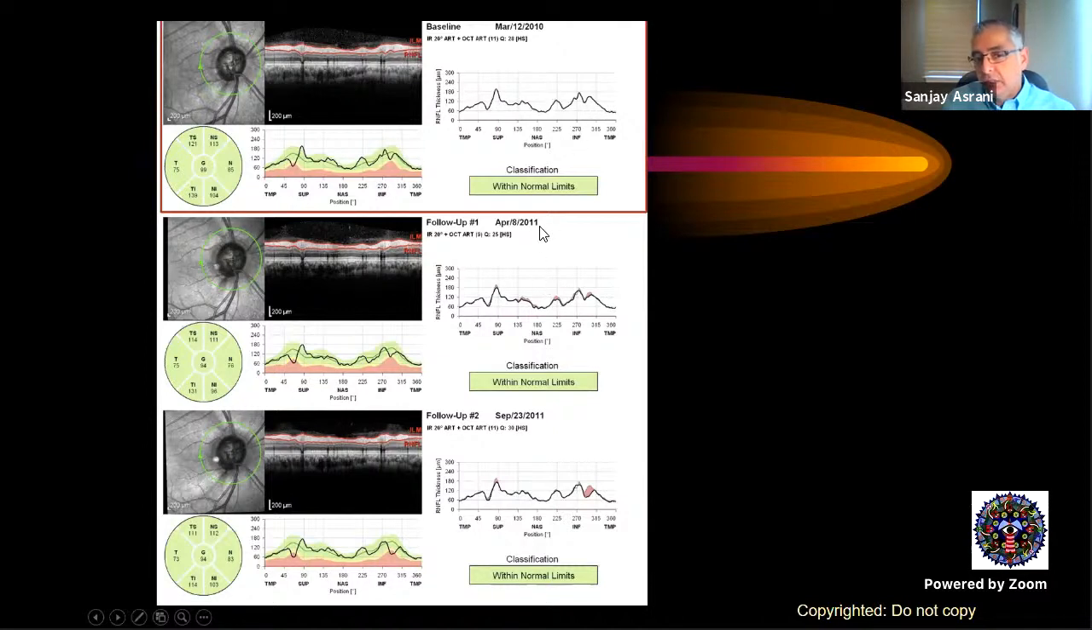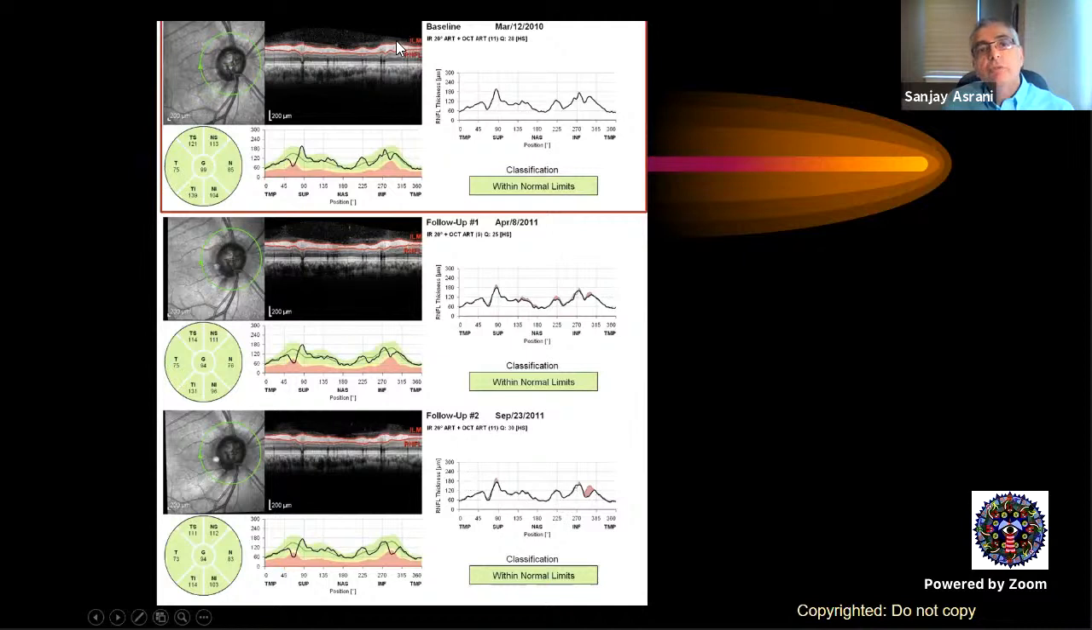This is April 2011. This is September 2011. The April is subtracted from the top, and then the September is also subtracted from the top. The top is the red rectangle, which is the baseline. So you can see here in the inferotemporal region, there is a big change between April and September. Right here, the pink area is the difference between the two visits. And you can see not only is there a small subtle change superotemporally, but also inferotemporally.